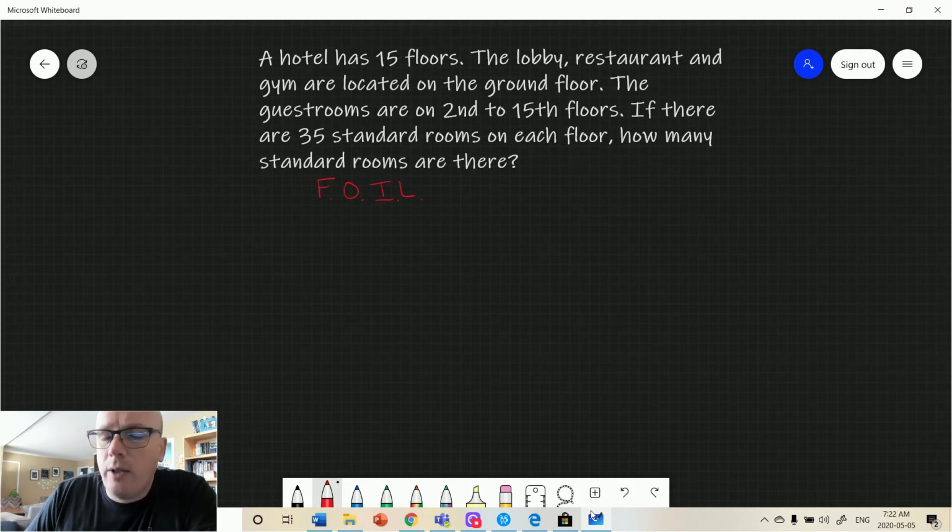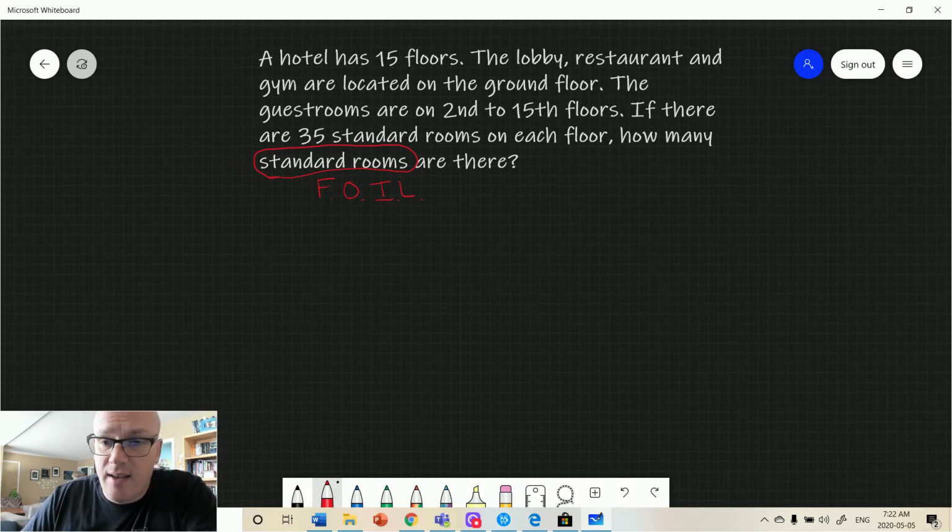Now that we have quickly reviewed how to do the breaking apart method, let's look at the question and see what we need to figure out. Let's read the whole question first, because this one is a little bit more tricky. A hotel has 15 floors. The lobby, restaurant, and gym are located on the ground floor. The guest rooms are on 2nd to 15th floors. If there are 35 standard rooms on each floor, how many standard rooms are there? So we're trying to figure out how many standard rooms there are. Okay? That's our goal. We want to know how many standard rooms.